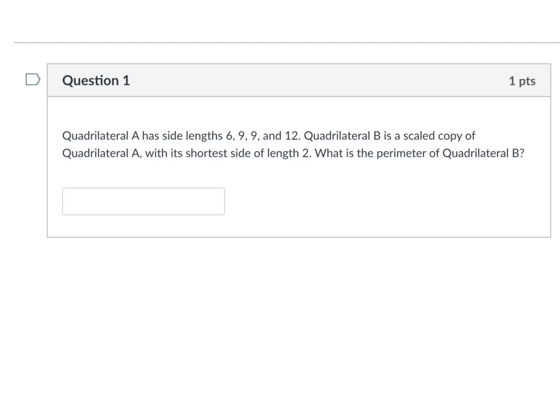All right, on number one, it says quadrilateral A has side lengths 6, 9, 9, and 12. Quadrilateral B is a scale copy of quadrilateral A with its shortest side length of 2. What is the perimeter of B?